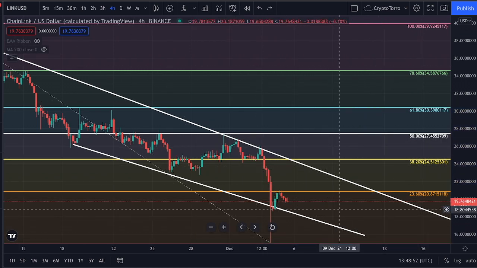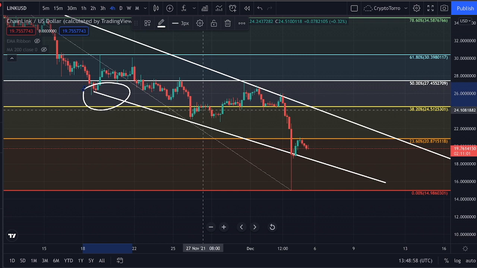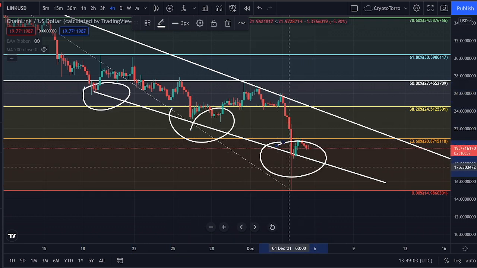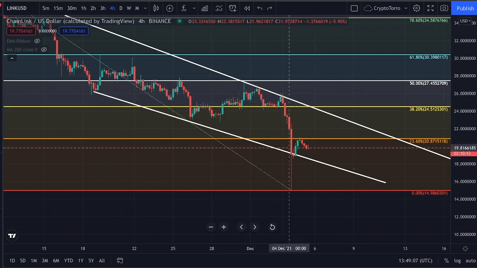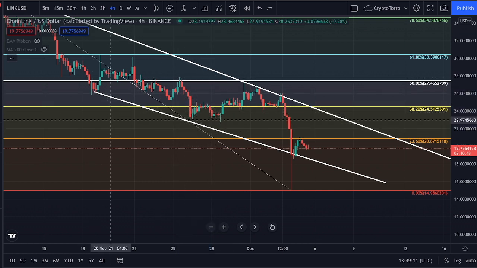What else are we seeing? Well, we are also seeing this minor descending support line. We have seen 1 touch point, 2, and a 3rd touch point just a couple of hours ago on top of this descending support. Well, I will say that this is not a confirmed descending support line, especially because this was not a clear touch point on top of it.